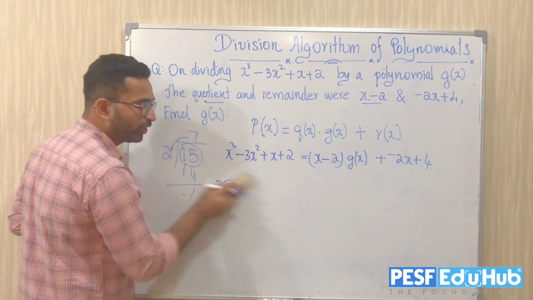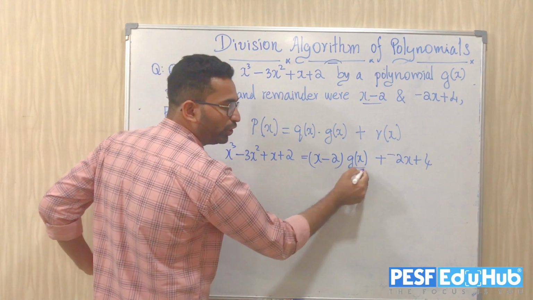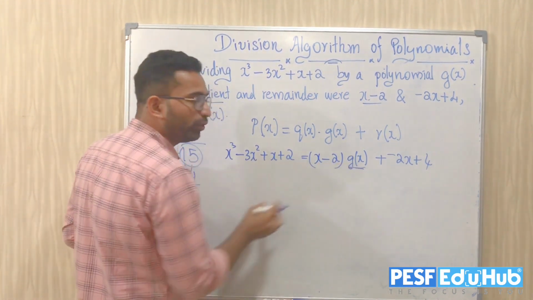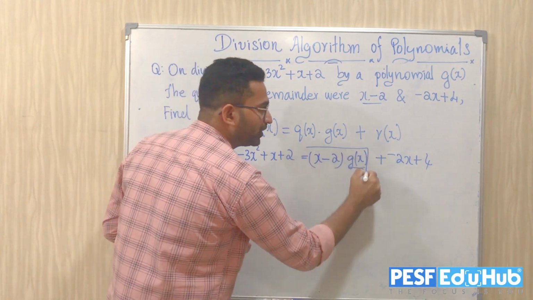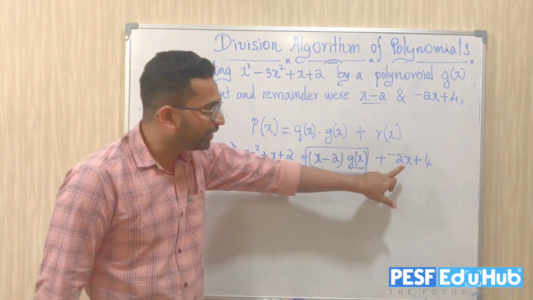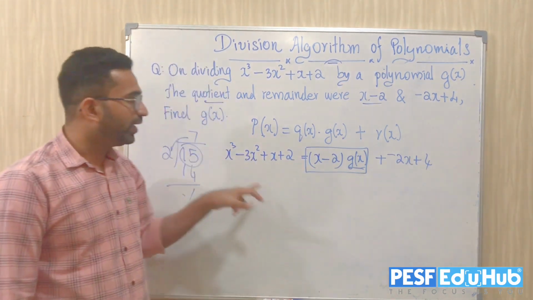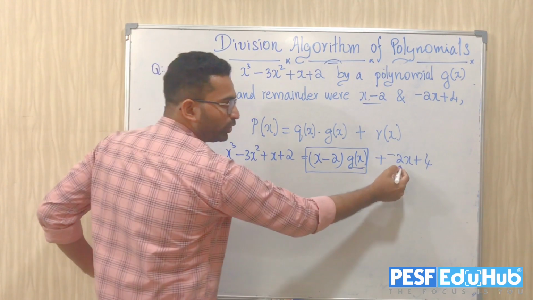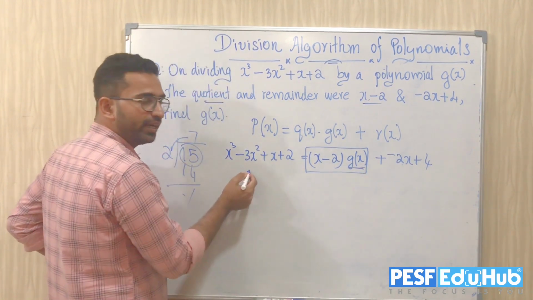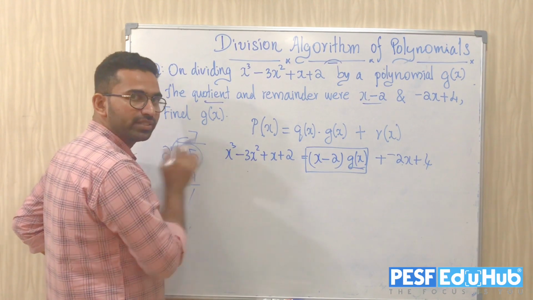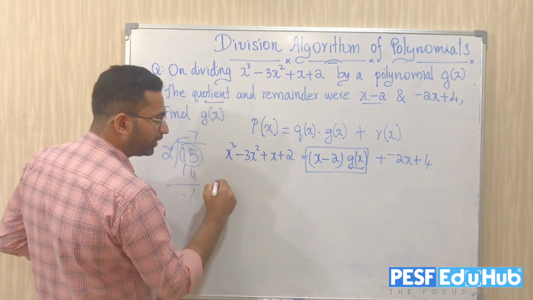What do you have to calculate? I have to calculate G of x. This is the complete thing containing G of x. So I will keep the complete thing here and take the other terms to the LHS. I have to take this minus 2x to the other side and this plus 4 to the other side. Other side means your left hand side.